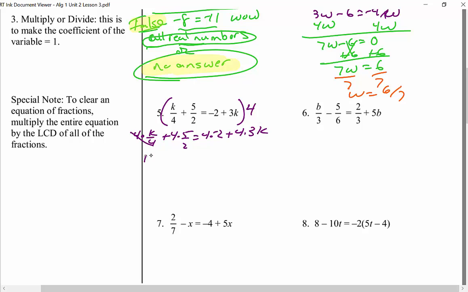Here the 4's cancel, so that's k. 2 goes into 4 twice. 2 times 5 is 10. 4 times negative 2 is negative 8. Plus 4 times 3 is 12k. So there we go. Now we have simplified.